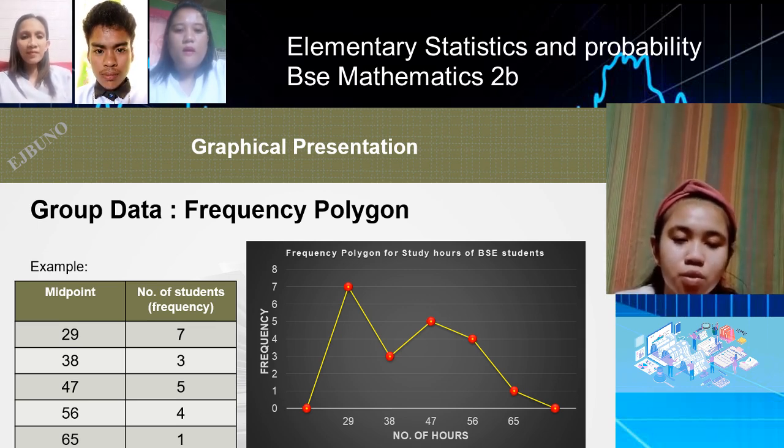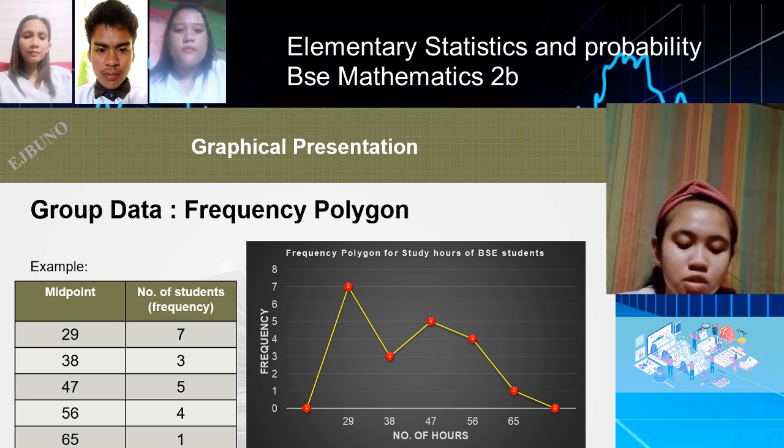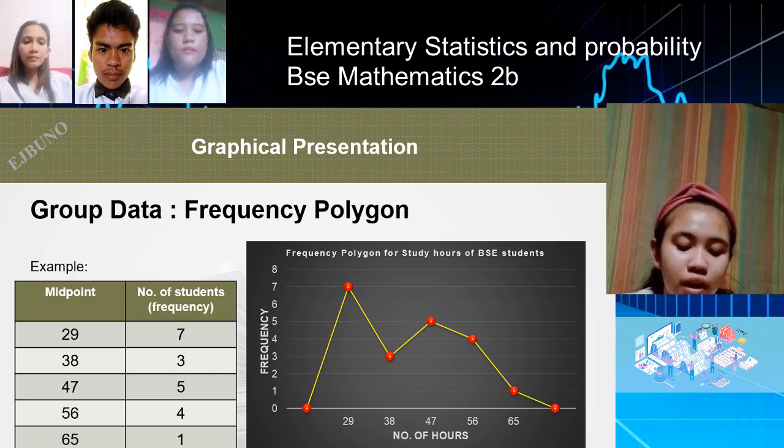When do we use a frequency polygon? When data are given in the form of frequencies, when two or more groups have to be displayed in one diagram, and when two or more groups are to be compared.